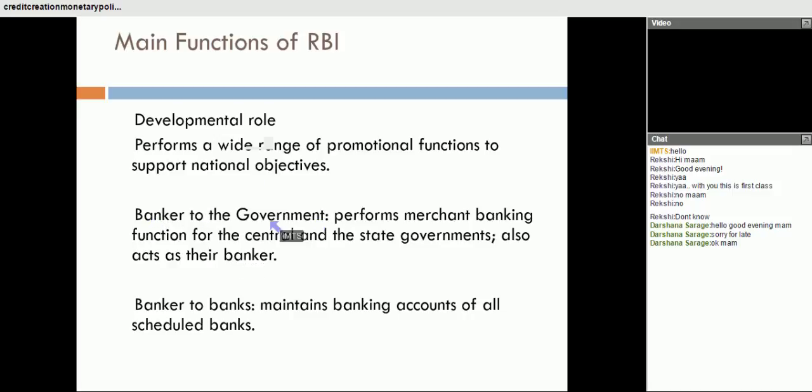Okay. It is the banker to the government. It performs merchant banking functions for the central and the state governments, and also acts as their banker. Sometimes the central government is in need of money, like it has to start a new plan. For starting that new plan, it may need money. Now, from where is that money going to come? That money will be provided by the central bank of the country. That is the reason why the central bank is called the banker to the government. It can be the central government or the state government.